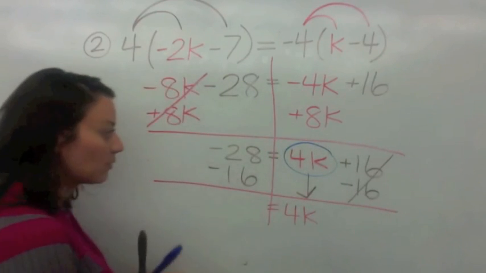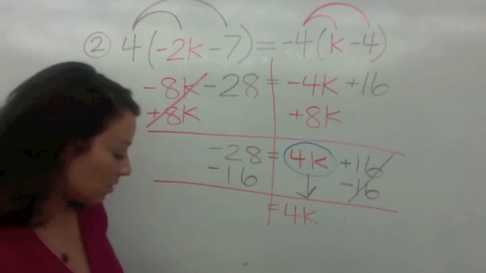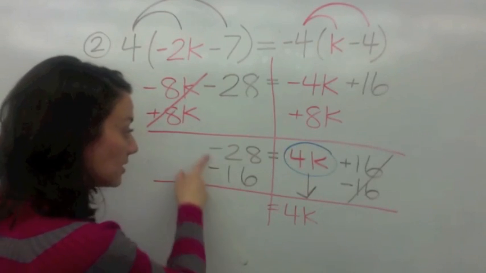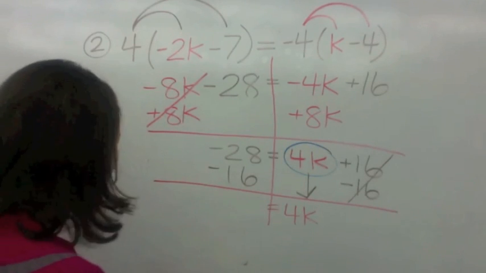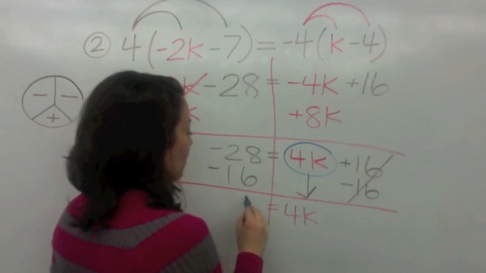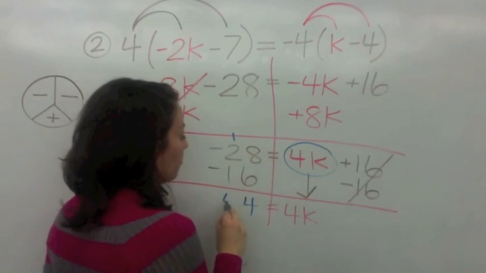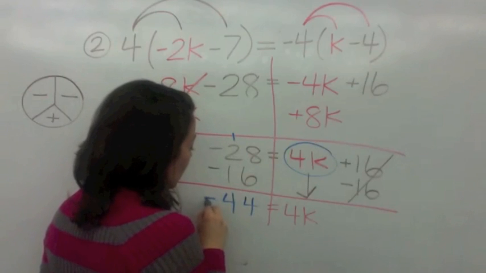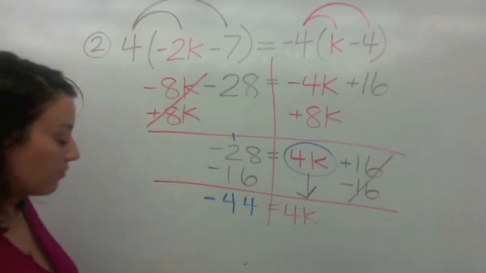4k equals, here we go, we have a negative 28 and a negative 16. Negative 28 and negative 16, are they the same signs or different signs? Aren't they both negative? So they're the same signs, add and keep. So you're going to add these numbers. Okay, 8 plus 6 is 14, carry the 1. Then 2 plus 1 plus 1 is 4. So it's negative, because it's negative, negative, negative. Keep the negative. Negative 44.